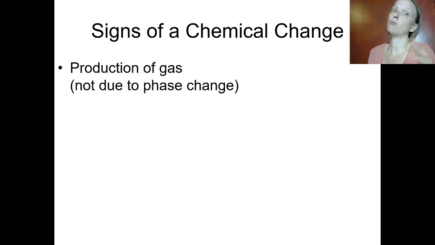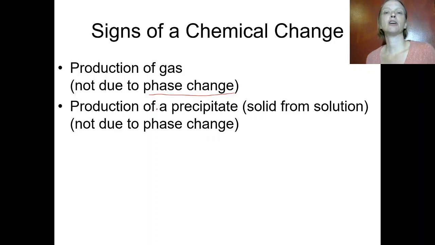The ones I'm going to tell you here are more reliable. So one sign is the production of a gas. If you see bubbles coming out of a reaction mixture, then that's a good sign that there's a chemical change happening. Now, the one caveat to this is that the production of the gas cannot be due to a phase change. So if you're boiling water, you see bubbles. But that bubble production is due to the water going through a phase change, going from a liquid to a gas. So it's important to remember, make sure that the production of the gas is not due to a phase change.